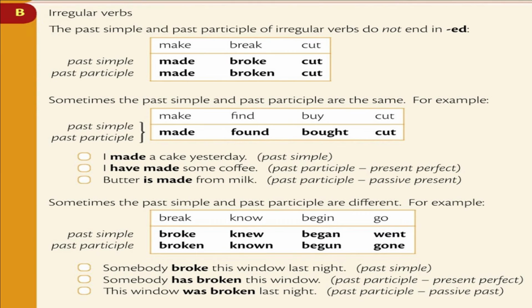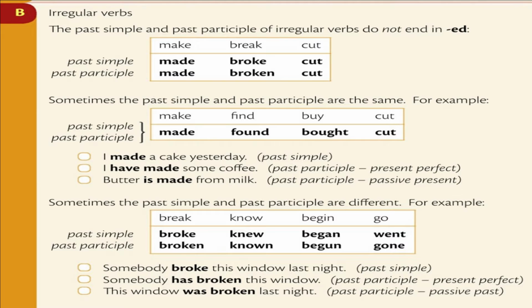Now, section B. Irregular verb. The past simple and past participle of irregular verbs do not end in ed. For example, make, made, made. Break, broke, broken. Cut, cut, cut.